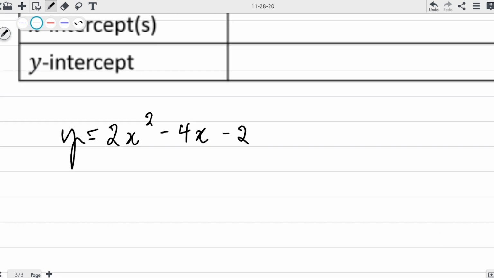First step, factor out the 2 first, only up to the terms with x. So we'll get 2 times x squared minus 2x. Leave a space. Then we have minus 2. Then let's complete the squares. Minus 2, or 2 divided by 2, that's 1 squared, get plus 1.